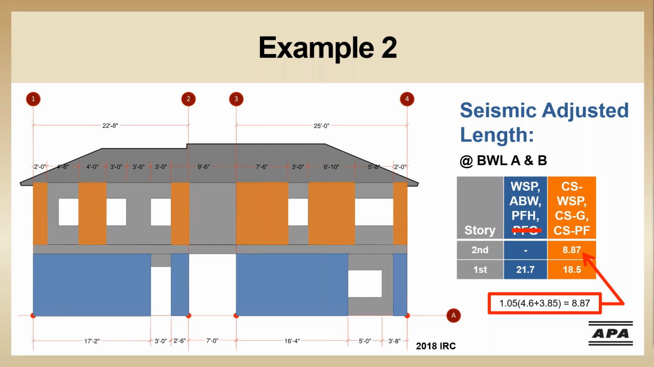Using the table, that's going to give us a 4.6 foot and a 3.85 foot required length, respectively. After applying our adjustment factor of 1.05, that's going to give us a total required length that's shown in this table. Because our minimum qualifying wall length for CSWSP is only 27 inches for openings shorter than 6 feet, we're easily going to meet our required length at this story.